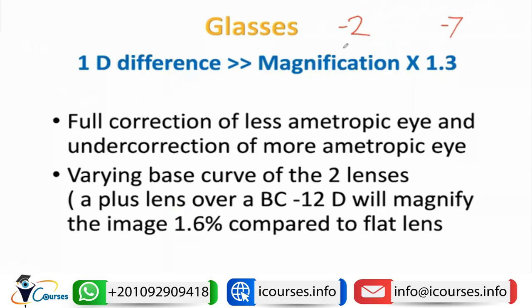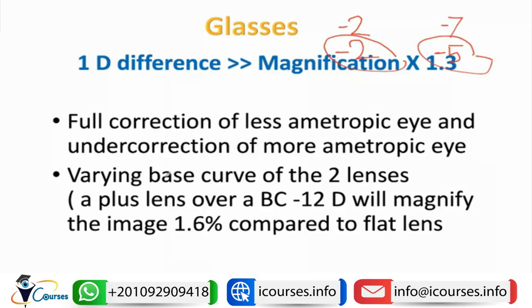So what can we do? We can go for full correction of the less ametropic eye, which is this one, and undercorrection of the more ametropic eye, which is this one. By this means, we can make the difference between both eyes about 3 diopters, leading to anisometropia within the tolerable range, so that the patient will not complain.